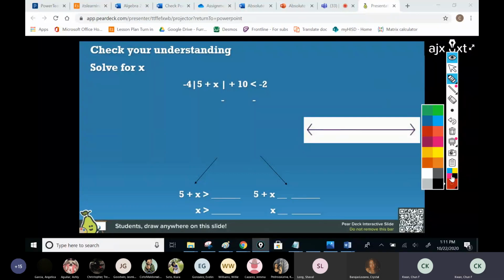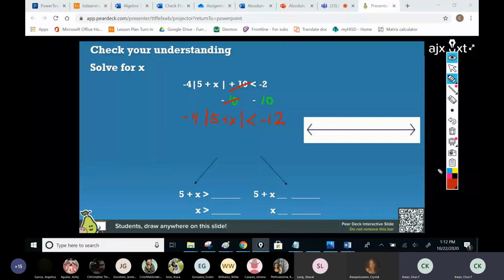So your first step is minus 10 on the left and on the right. All right, so minus 10 on the left, minus 10 on the right. And then -4 times absolute value of 5 plus x less than -12. All right, it seems like most of you are starting to have problems after this step, all right?